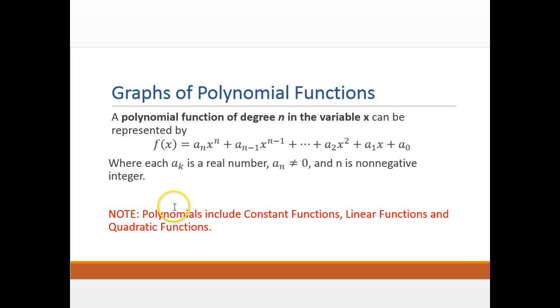Now, we've already seen several examples of polynomials. Constant functions are polynomials. They're simply all these terms up here don't exist. We simply have a constant term, degree 0. A linear function is a polynomial of degree 1 with just these last two terms. And a quadratic function is just a polynomial of degree 2 with these last three terms.